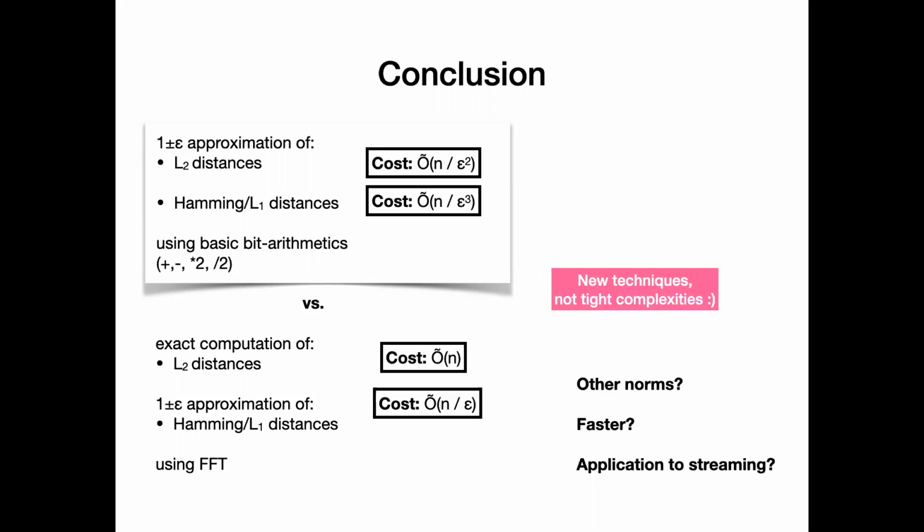Question is, can it be applied to other norms? Can it be done faster? Can it be applied to streaming? There are many open questions here.